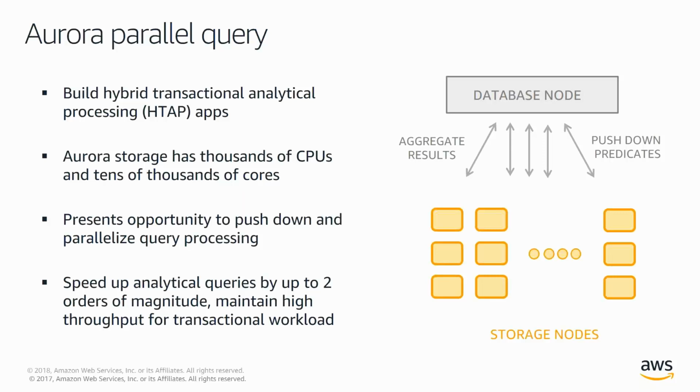It's also very similar to how some other databases like Redshift, for example, work. Not the same, but very similar. But because of this distributed nature, Aurora Storage does have thousands of CPUs and tens of thousands of cores that it has access to. And then, pushing that down and parallelizing that query can result in dramatic performance improvements. So let's take a look at what that looks like.